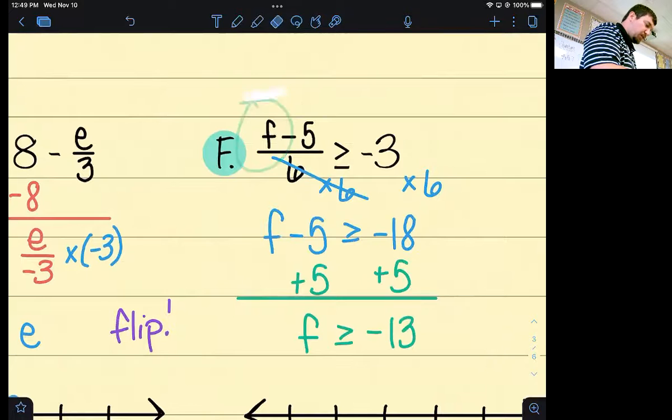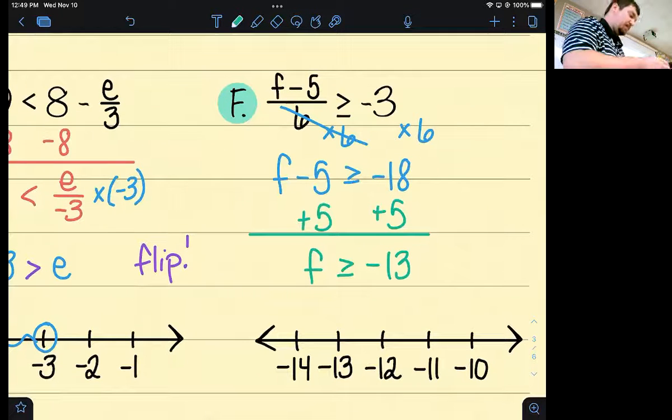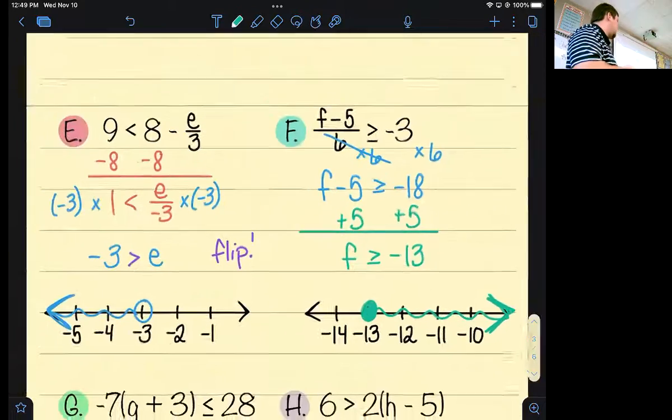So open or close circle around the -13. Close it. And is F bigger or smaller? Bigger. So shade to the right. There you go. That's an example of a big fat fraction.